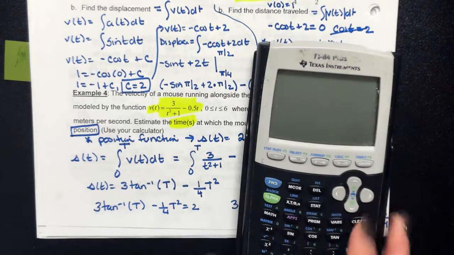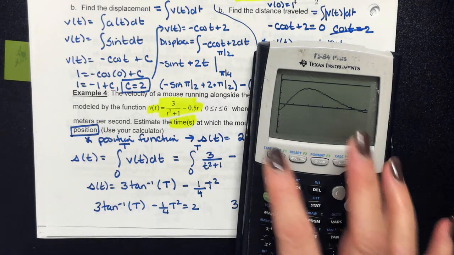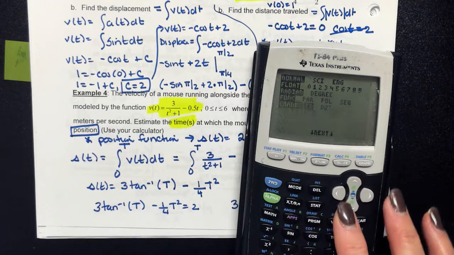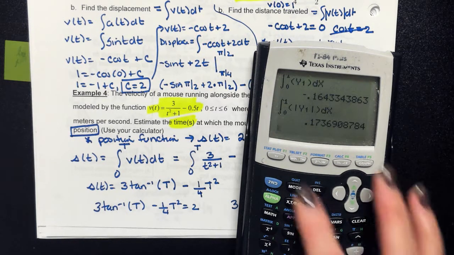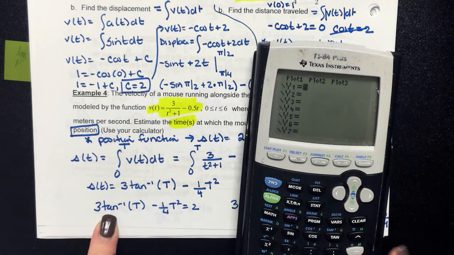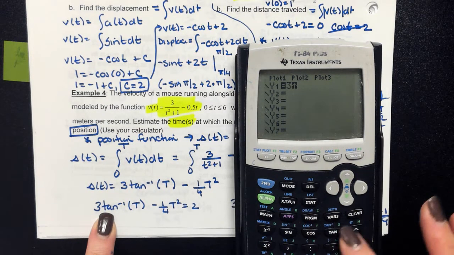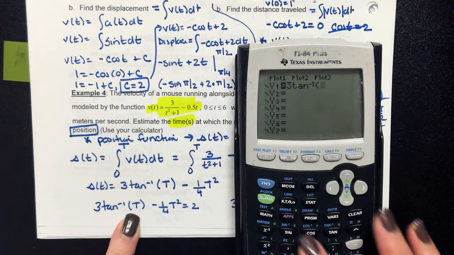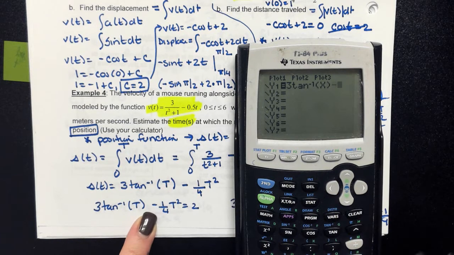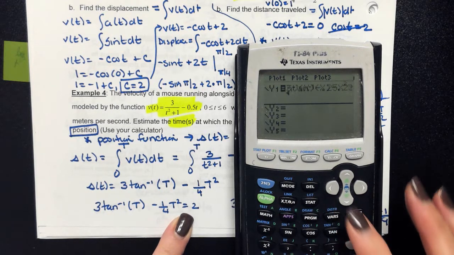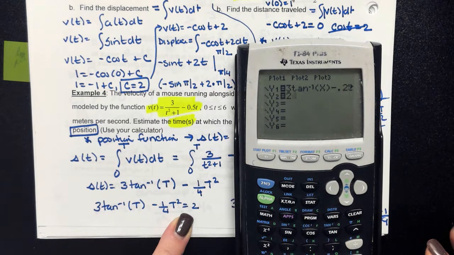This is the part where you can use your calculator. All right, so again, what mode does my calculator need to be in? Radian. So I'm just going to go under my y equals, and I'll type in 3 times my inverse tangent, second tan of t, or x, minus 0.25 x squared. And under y2, I'm going to type in a 2.